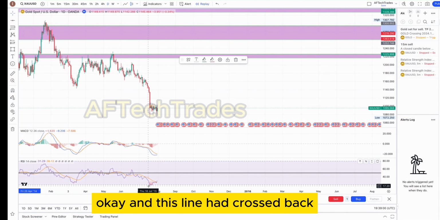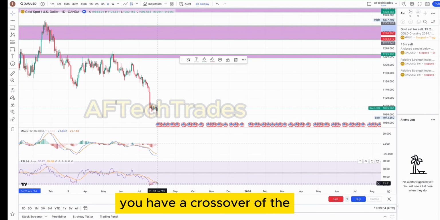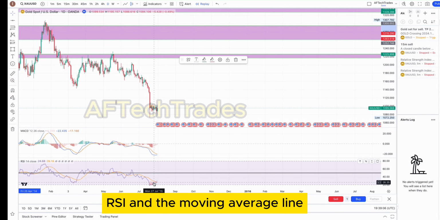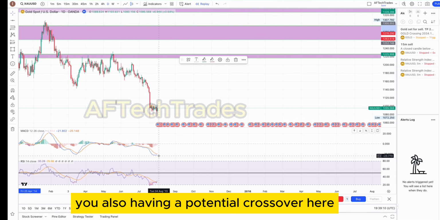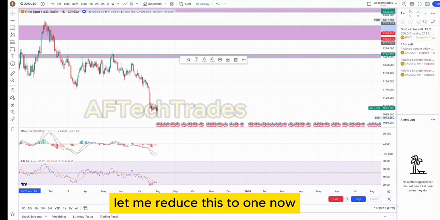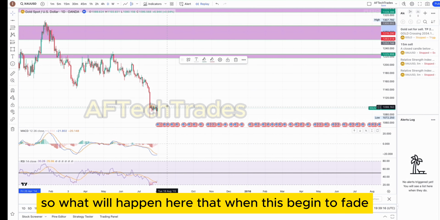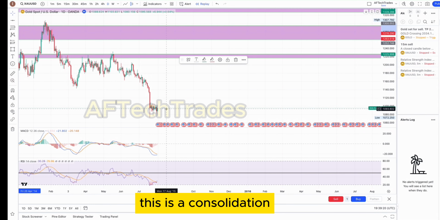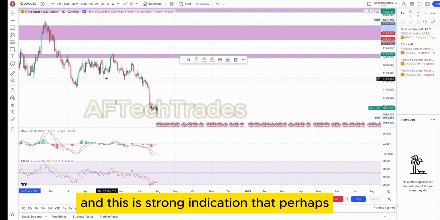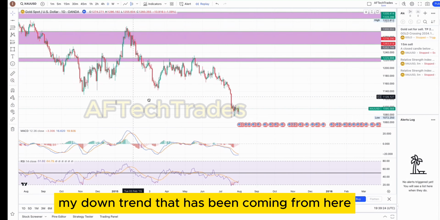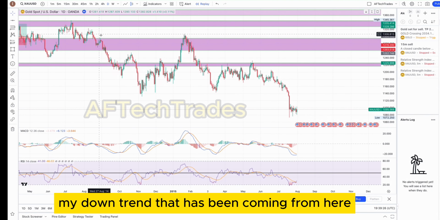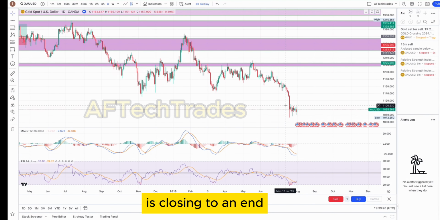Okay, and this line had crossed back. You have a crossover of the RSI and the moving average line. You are also having a potential crossover here. Let me reduce this to 1 now. So what will happen here is that when this begins to fade, this is a consolidation and it's a strong indication that perhaps my downtrend that has been coming from here is coming to an end.